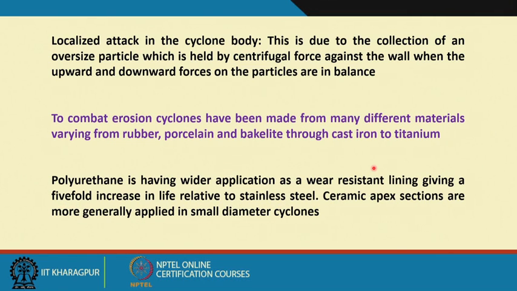So, these days many manufacturers, almost all the manufacturers, are coming up with cyclones made of rubber, maybe porcelain or maybe bakelite, or maybe cast iron to titanium. So, you have your structure with the cast iron or maybe with the titanium, and inside you have got a rubber or porcelain or bakelite depending on the relative abrasivity of the material which you try to process.